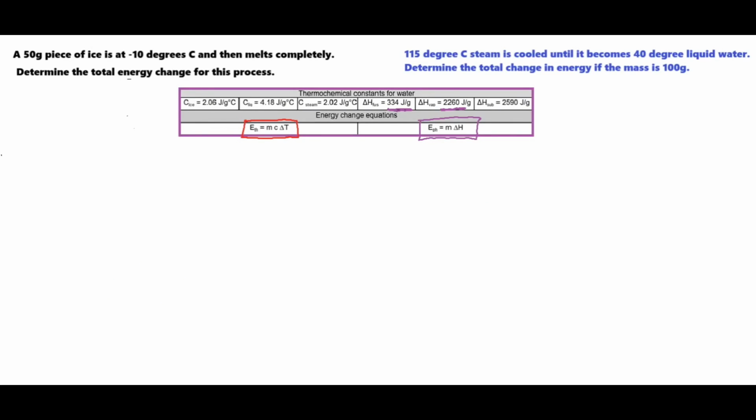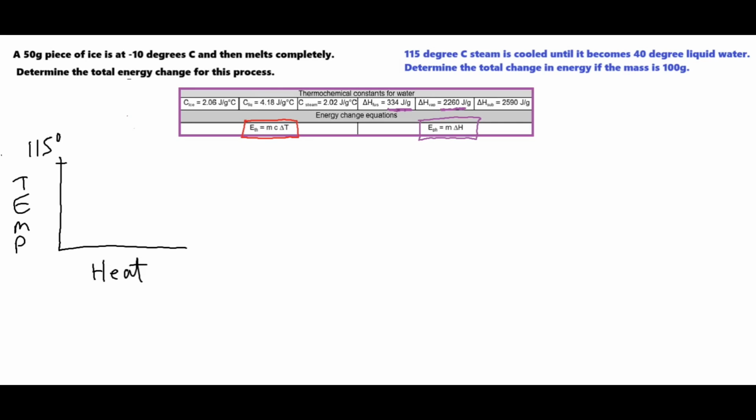All right, so for our question in blue, we have 115 degrees Celsius steam that's cooled until it becomes 40 degree liquid water. Again, let's go ahead and make a little graph here. We have how much heat is added versus the change in temperature. So we're going to start all the way up here. We'll call that our 115 degrees, and cool it until it becomes 40 degrees.